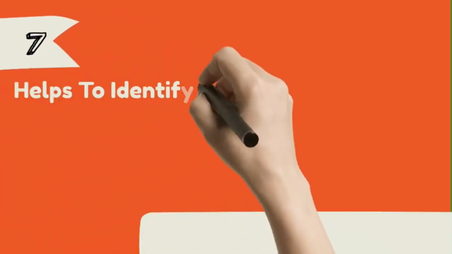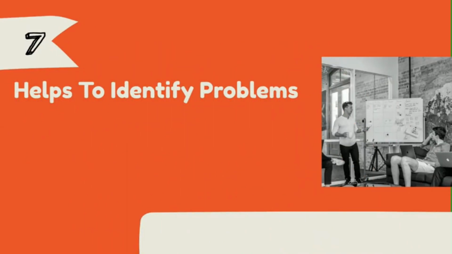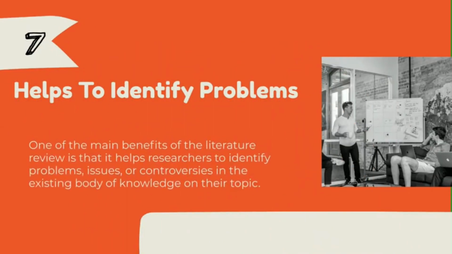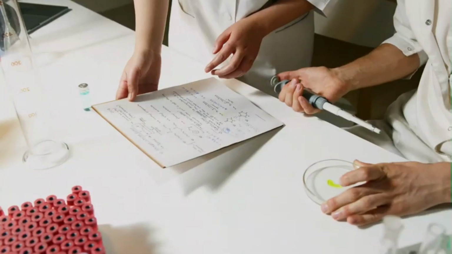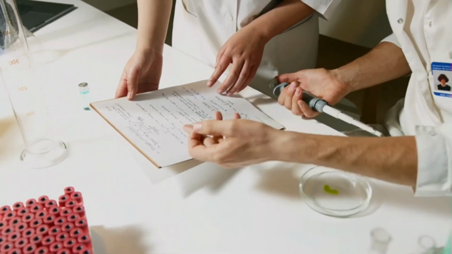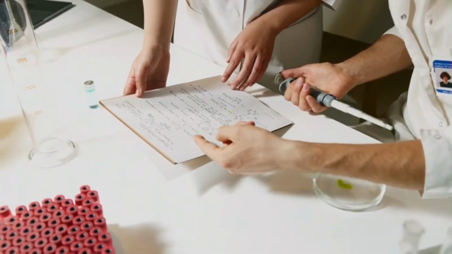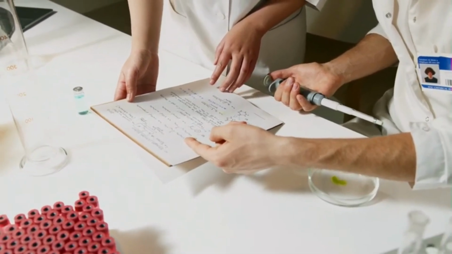7. Literature review helps to identify problems. One of the main benefits of the literature review is that it helps researchers to identify problems, issues, or controversies in the existing body of knowledge on their topic. It then allows them to address these concerns in their work and broaden the scope of research by contributing new ideas and insights.